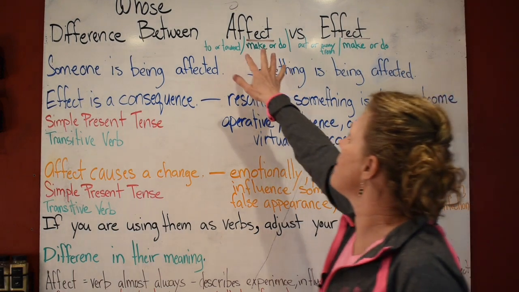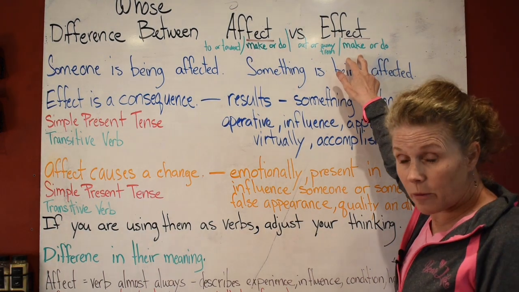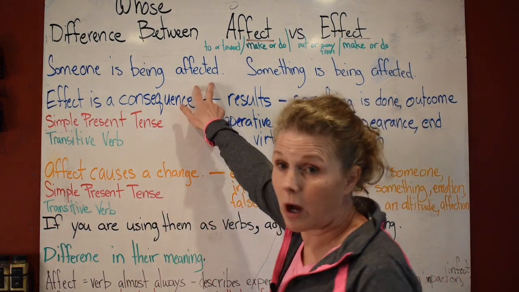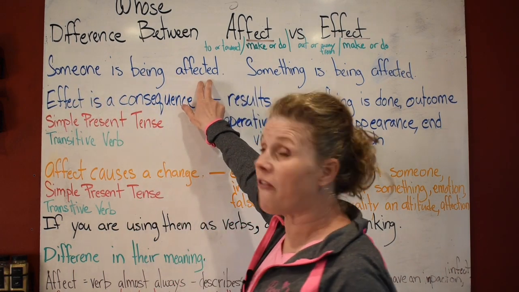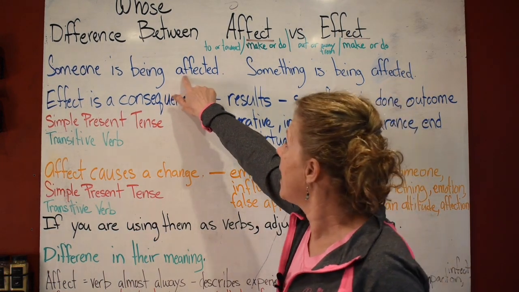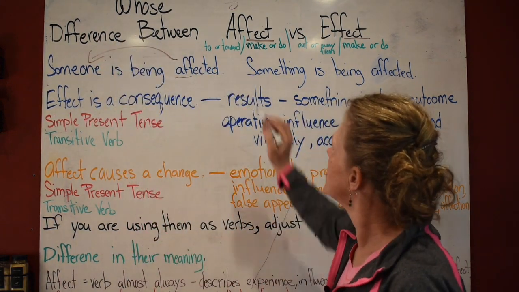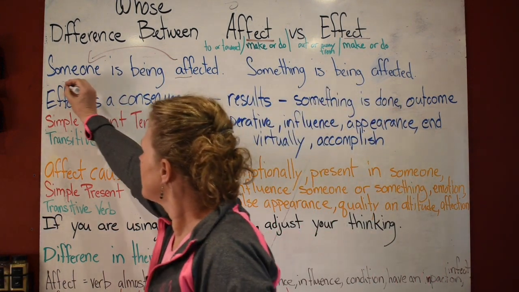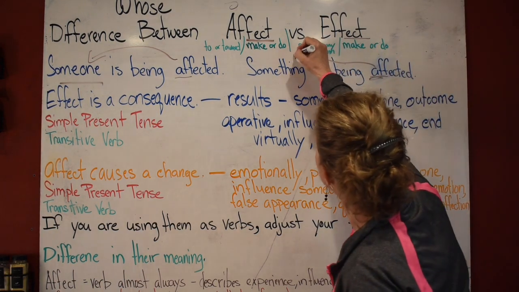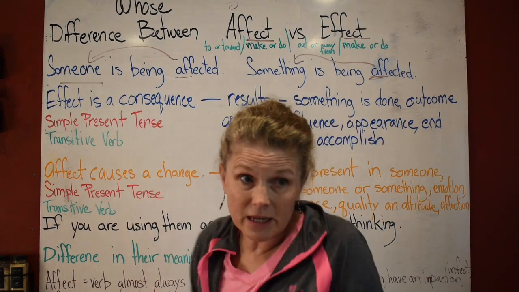So if you can remember some of your prefixes and what your Latin root really means, that's going to help you understand how to properly use these in a sentence. It's also important for you to understand what this means. Someone is being affected. That means a person is being affected. Look, it's going toward the person, right? Toward the person. Something is being affected. It is going toward something.